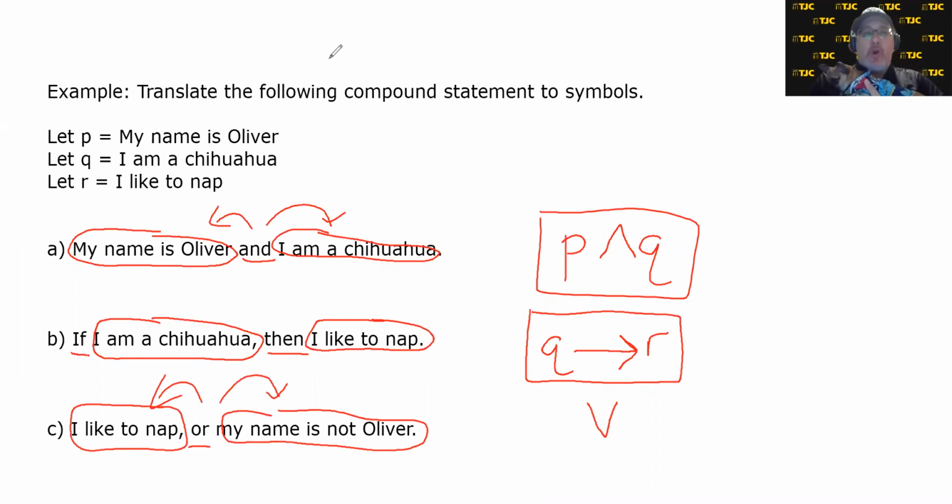On the left side of the word or is the statement, I like to nap, and symbolically in this problem, that is R. But what's on the right side? My name is not Oliver. Well, the simple statement P is my name is Oliver, but if you'll notice, this is the negation of P. Let's put it in the either or context. Either my name is Oliver or my name is not Oliver. So my name is not Oliver is the negation of P. And when you write the negation of a simple statement, you simply write the tilde in front of it. That's not a good tilde.